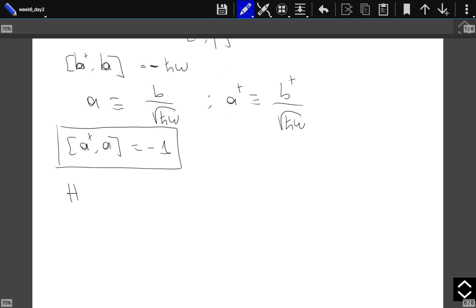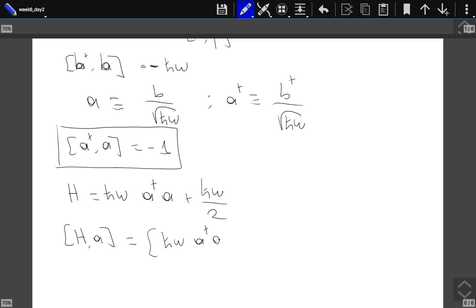And now my Hamiltonian, in terms of these operators, is nothing but h bar omega, a dagger a, plus h bar omega over 2. This is my Hamiltonian operator. Well, I have three operators in my hand. I have the a, I have the a dagger, I have the H. I have already studied the commutator of a and a dagger. What about H? Let's see what the commutators of H and a dagger are. Let's look at H and a.